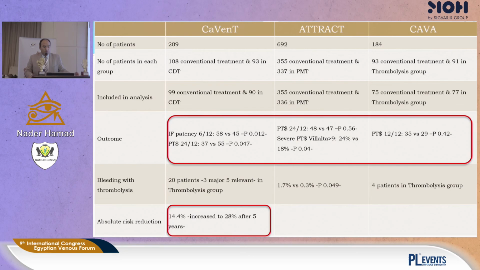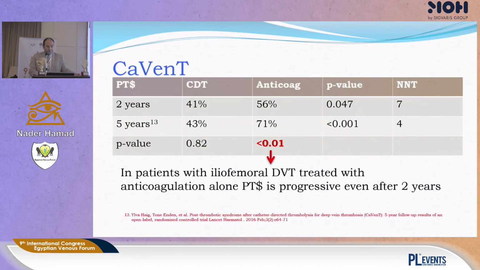So the CAVENT trial was the only trial that actually reduced the risk of post-thrombotic syndrome by 14.4%, and this increased to 28% in the 5-year follow-up analysis. And the number of patients needed to be treated to avoid one post-thrombotic syndrome was 7 patients at 2 years, and this actually dropped to 4 patients at 5 years.